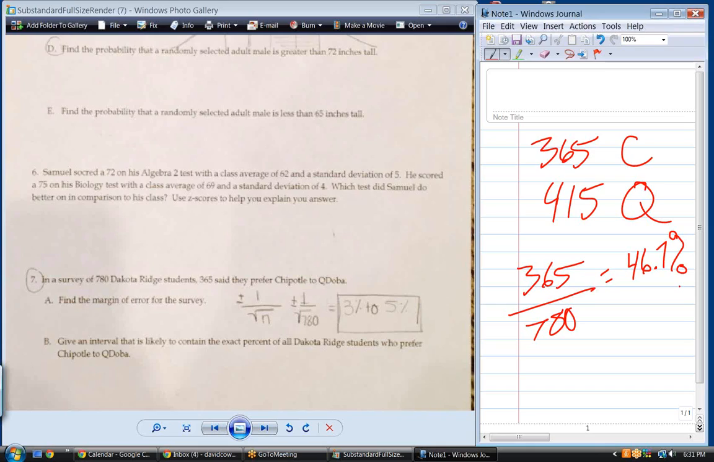So 46.7% of the students prefer Chipotle. So we need an interval that's going to be at that 46.7. Well, if we went 3.3% on either side of the mean, we would get that, right? In other words, I think, give an interval.